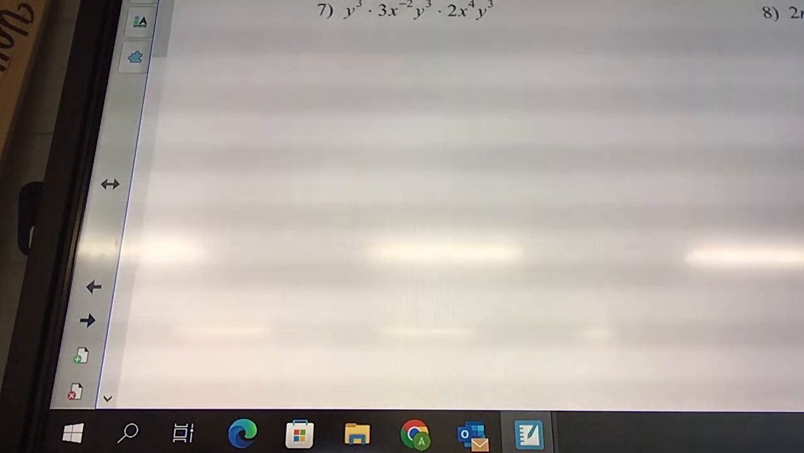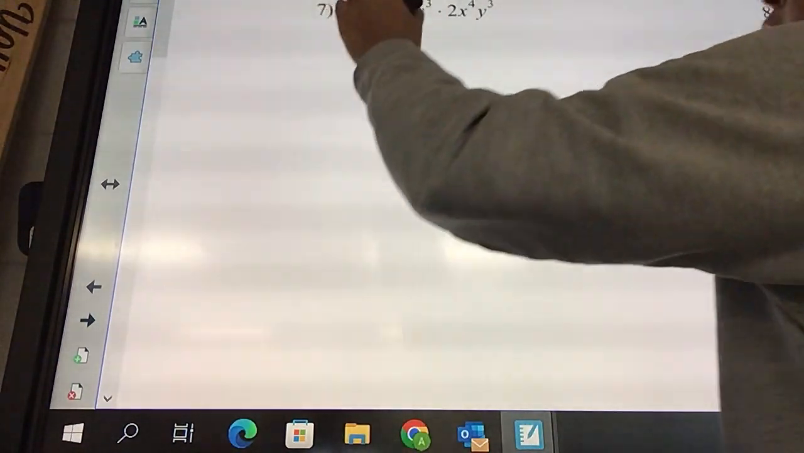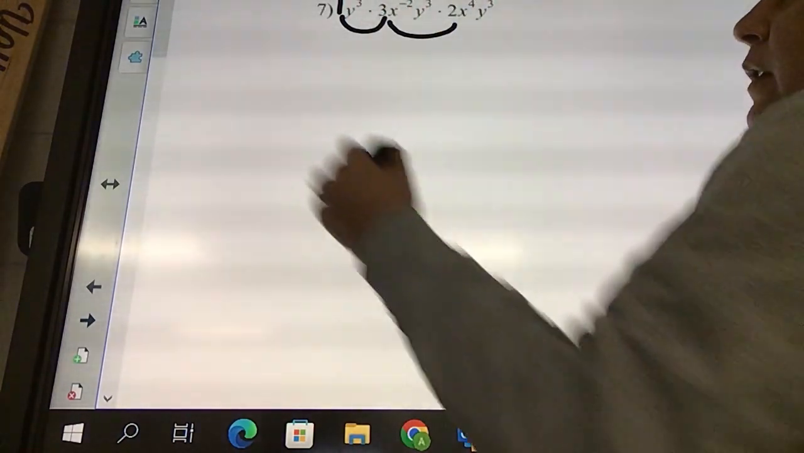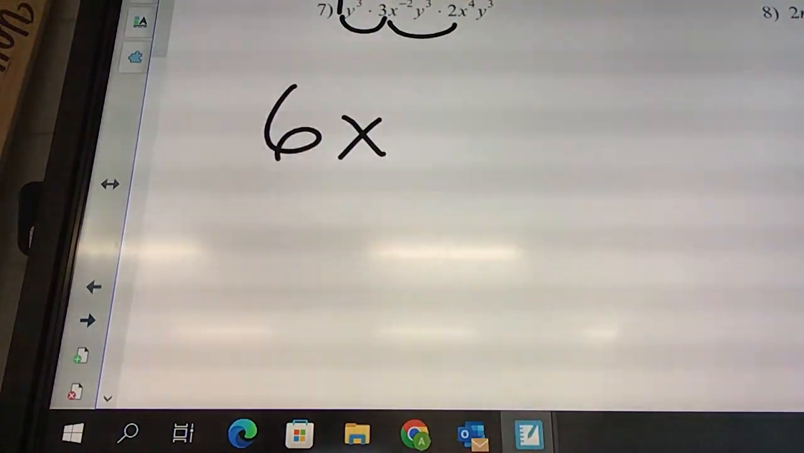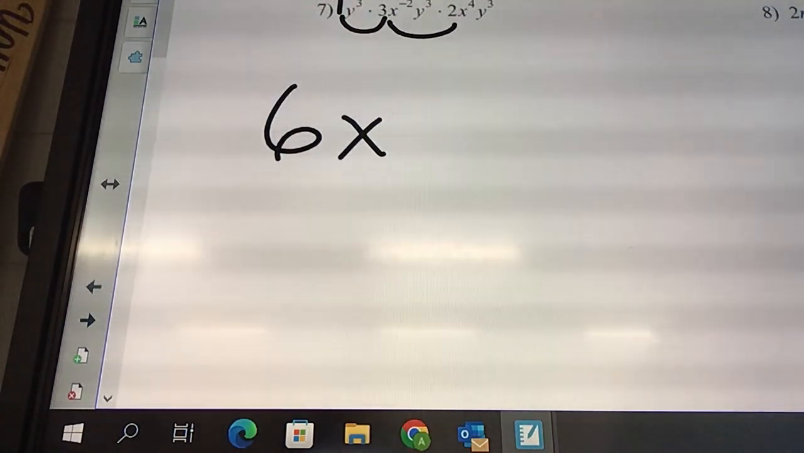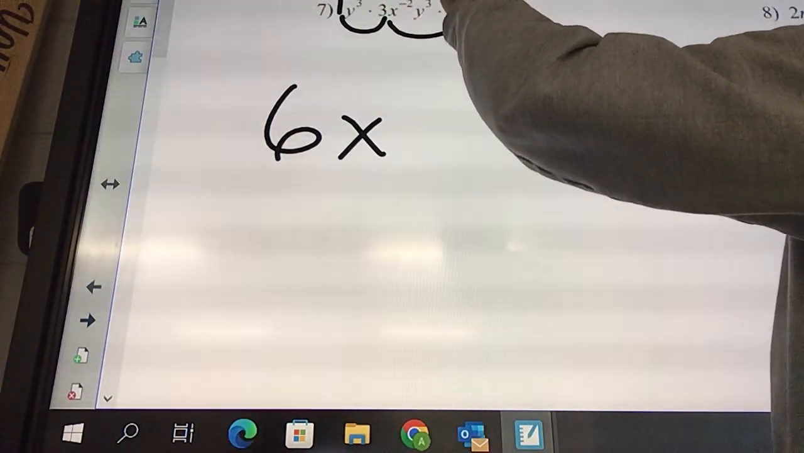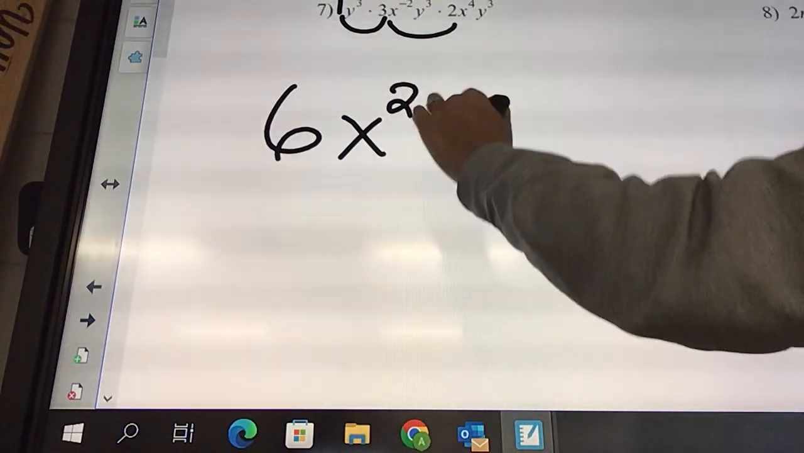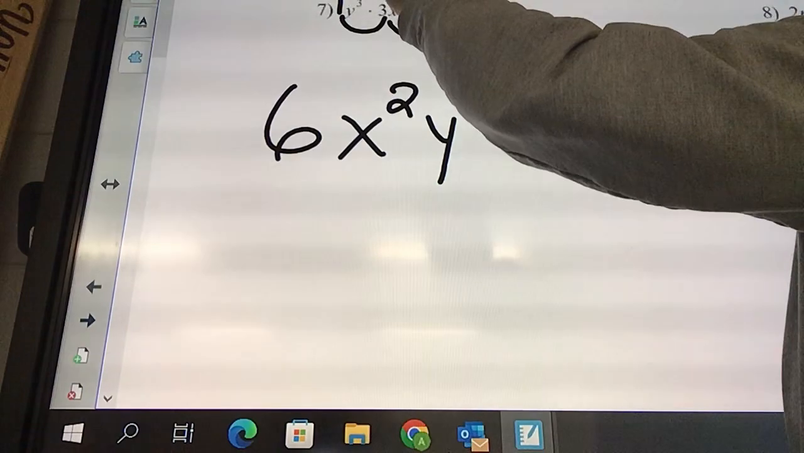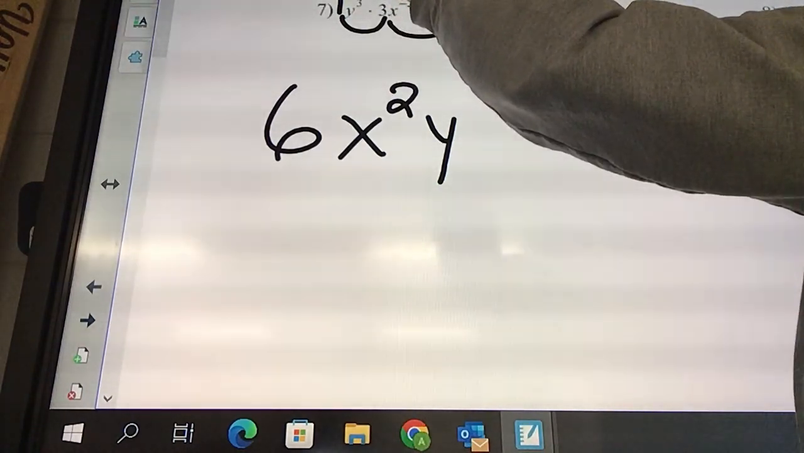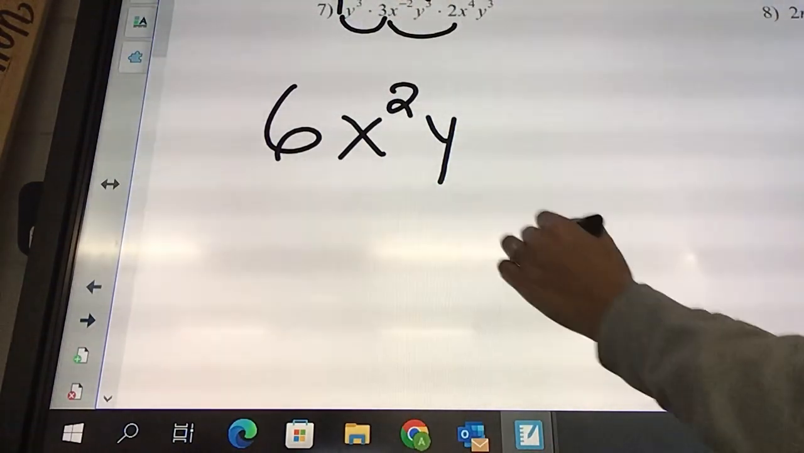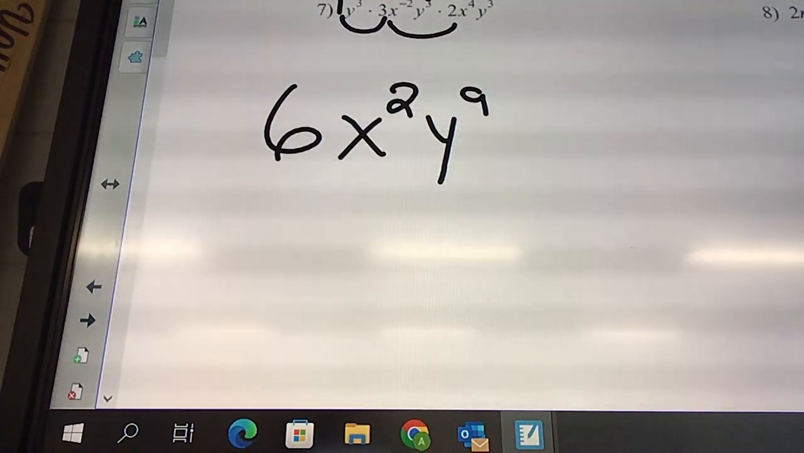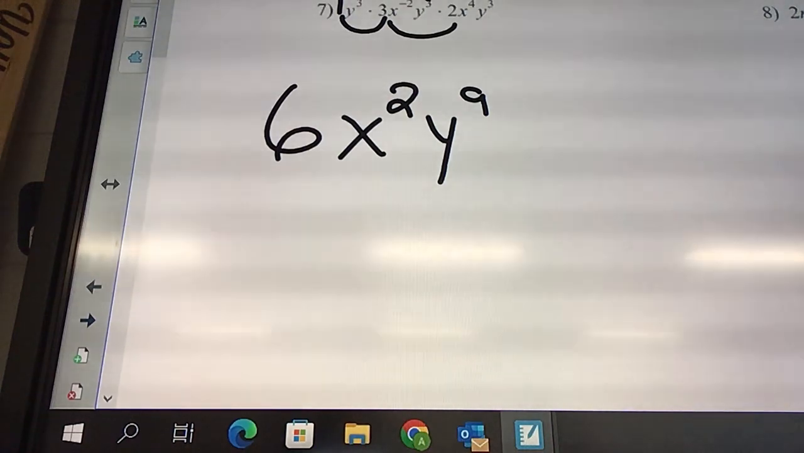So if we look at 7, I got a 1 here. So 1 times 3 times 2. 6. Okay, and then we can do the x's. Okay, so I got negative 2 plus 4. 2. And then the y's, I got 3 plus 3. 6 plus 3. 9. Okay, do we have any negatives? No, so this problem is complete. Okay.